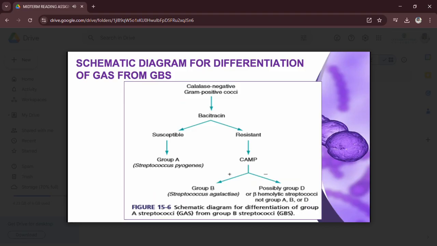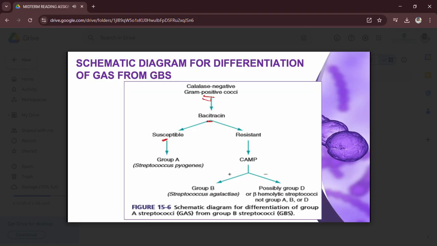Next, we have the schematic diagram for the differentiation of your GAS or the group A streptococci from your group B streptococci. So, first, let's just start with your gram-positive reaction. Gram-positive daw siya na cocci, tapos catalase negative pa. We know that this is a streptococci, no? So, what are we going to do next? Let's check the bacitracin test.